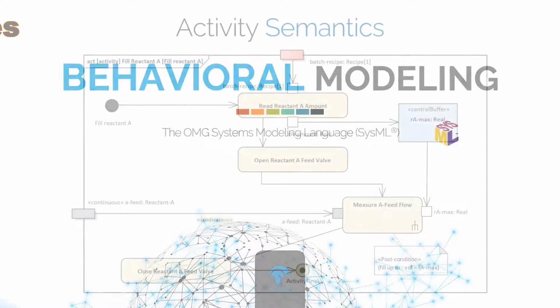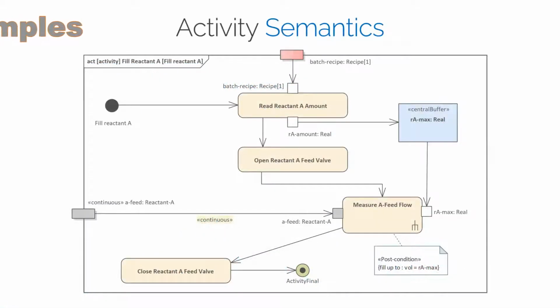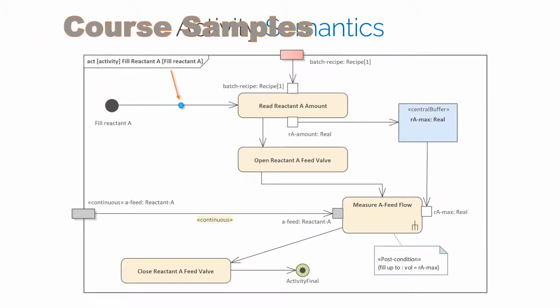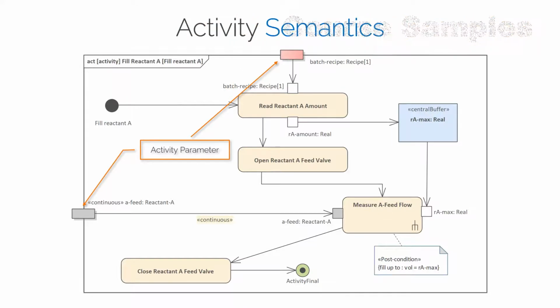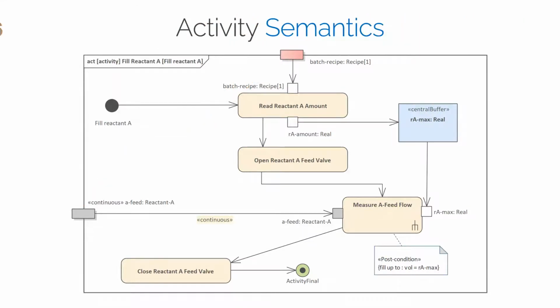When the activity begins execution, a single control token is placed on the initial node and flows along the outgoing control flow. The rectangles attached to the activity frame are activity parameters. Value tokens are passed through input parameter nodes into the activity and through output parameter nodes out of the activity. In this example, action read reactant A amount will not begin execution until all of its input control flows and input object flows feeding its input pins have been received.